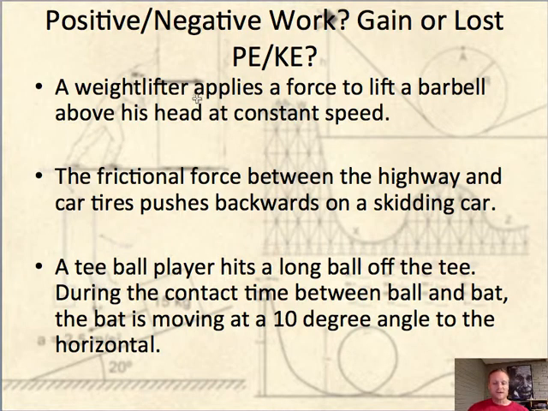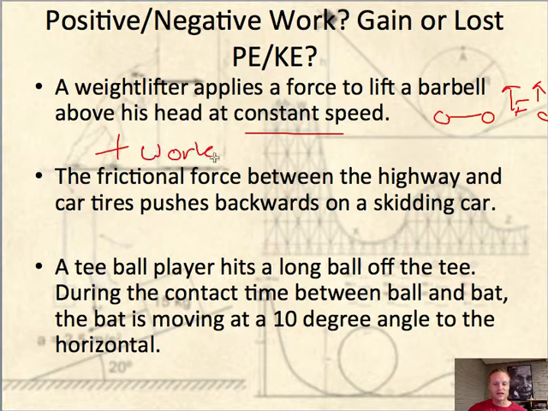A weightlifter applies a force to a barbell above his head at a constant speed. So basically, here's this little barbell. It's moving upwards at a constant speed. Was positive or negative work done? Well, to move this barbell up, the force must be up, and the displacement is also up. So this must be positive work.